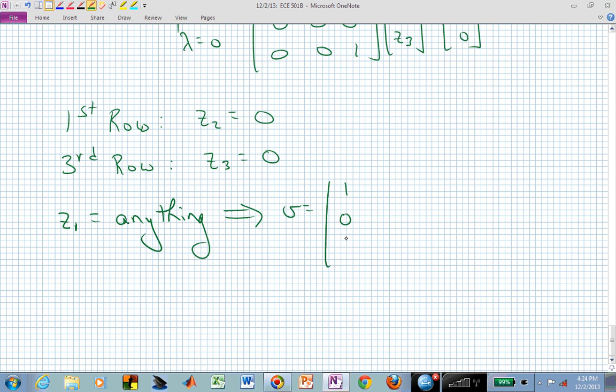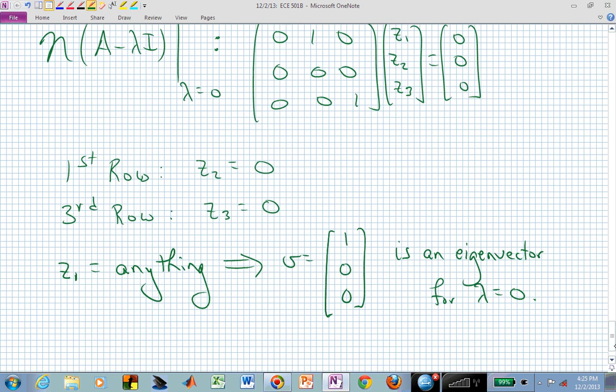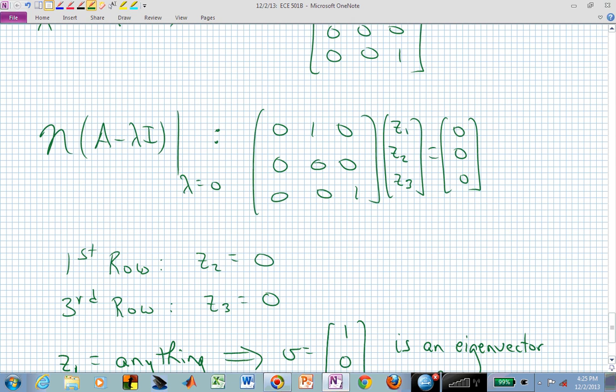And so we get an eigenvector that's in the direction of 1, 0, 0. V equal 1, 0, 0 is an eigenvector for the eigenvalue lambda equals 0. But there wasn't any other vector that would give us the 0 vector, was there? There was only one vector that lived in that null space. There wasn't a two-dimensional null space for this A minus lambda I.